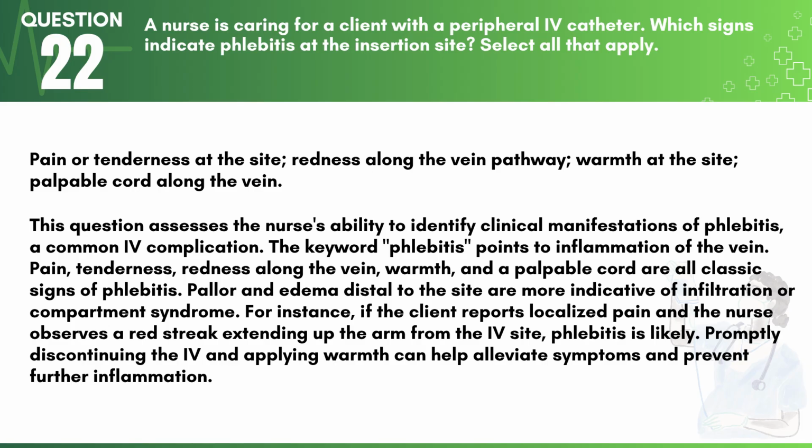For instance, if the client reports localized pain and the nurse observes a red streak extending up the arm from the IV site, phlebitis is likely. Promptly discontinuing the IV and applying warmth can help alleviate symptoms and prevent further inflammation.